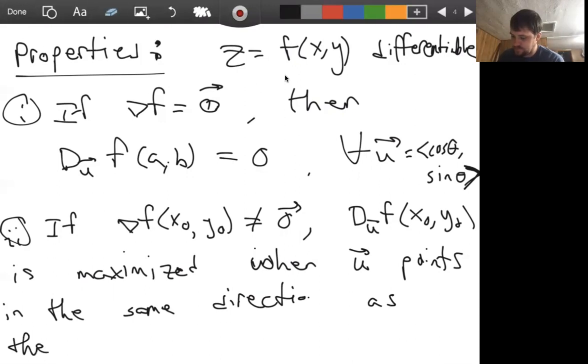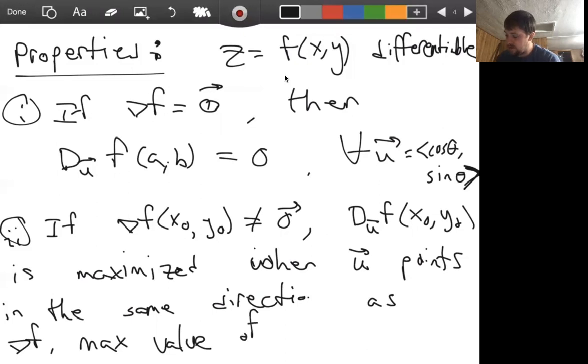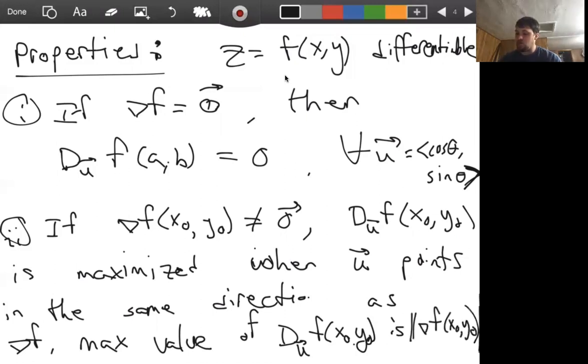So I'll just say as the gradient, and the maximum value of the directional derivative as points vary is the magnitude of the gradient at the point x naught, y naught. Okay, and so we'll want to think about what this is saying. There's an analogous statement with a minimum. So I'll state that, and then we'll talk about what this means, maybe a little more intuitively.